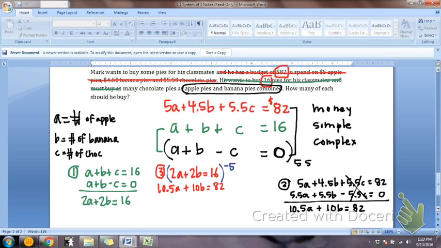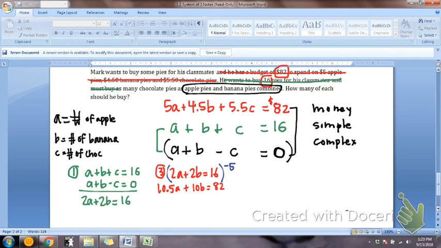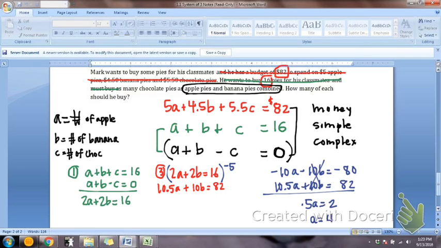Does anyone solve for the variable yet? I'm going to erase mine over here to this side, so you're going to make some more room. So I get negative 10a, negative 10b. What's 16 times negative 5? Negative 80. So then I get 10.5a plus 10b equals 82. 0.5a equals 2. What is that? 4. So my a value is 4.